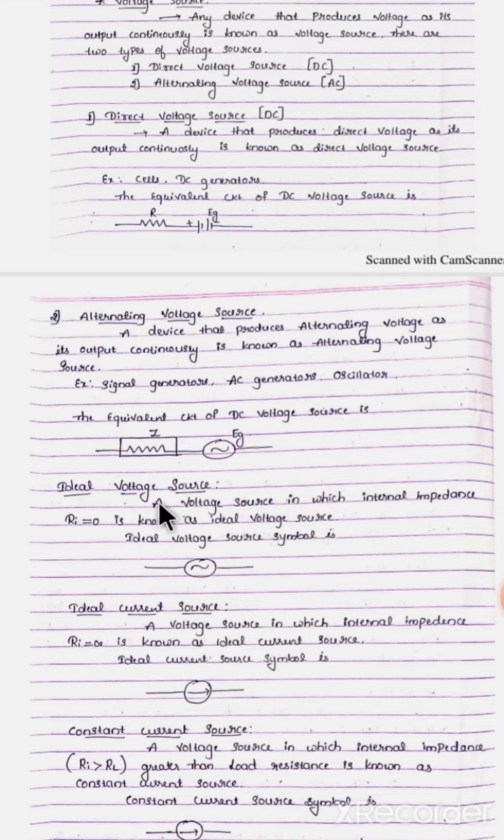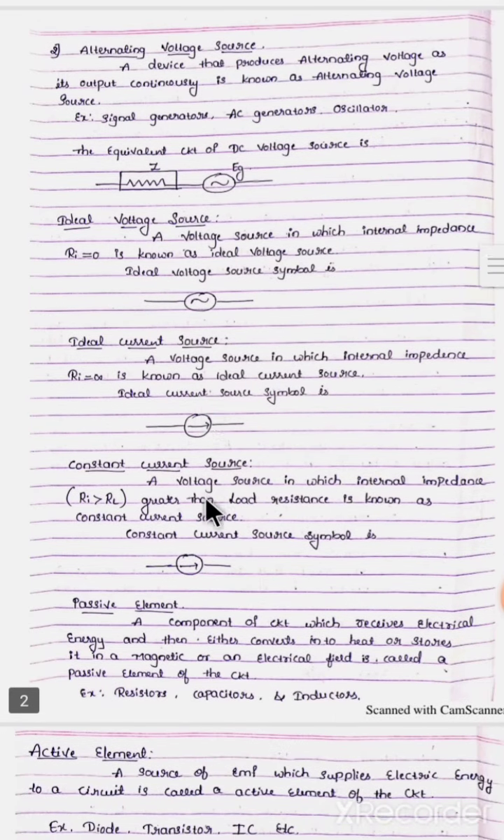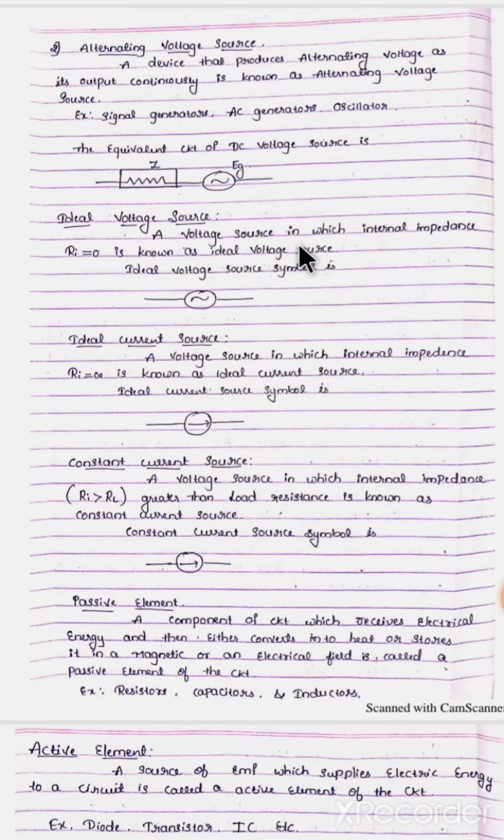Next, the ideal voltage source. What do you mean by the ideal voltage source? A voltage source in which internal impedance Ri equals 0 is known as an ideal voltage source. What do you mean by the impedance? The impedance is termed the internal resistance of the source. This is the internal resistance of the source.